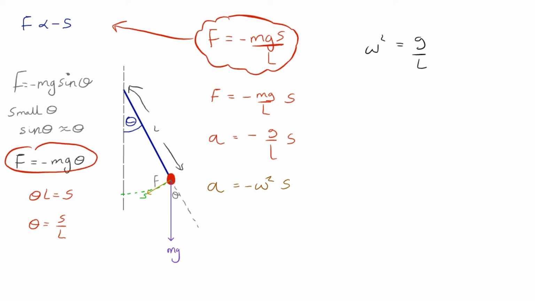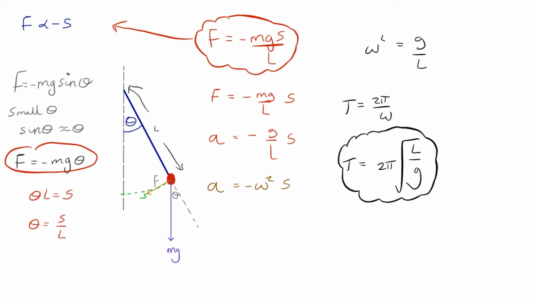I shall write down the fact that T is 2 pi over omega. And hopefully you could pause, and you should be able to, from that position, by substituting in, come to what we're looking for, which is that T equals 2 pi root L over g. So there is the time period of a simple pendulum, only true to good accuracy when theta is small.